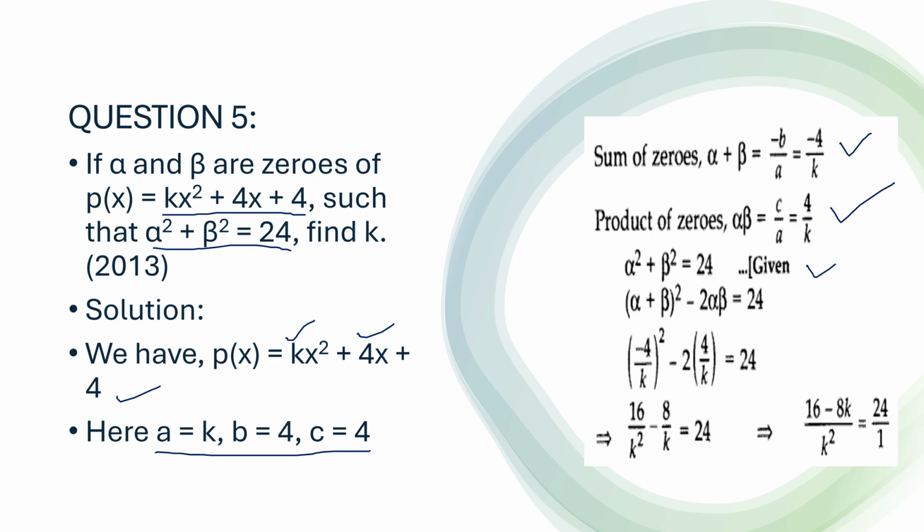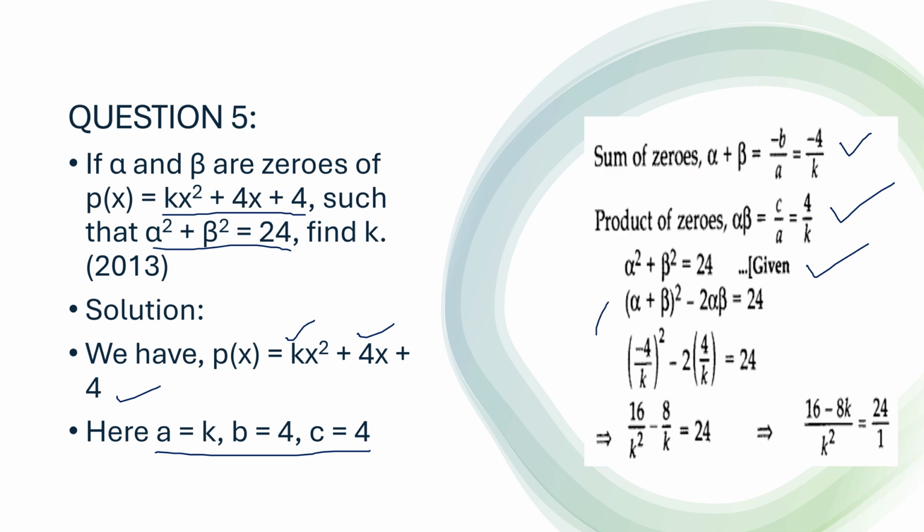Then you have to write what is given. In this equation, alpha squared plus beta squared equal to 24 is given, and you have to use the identity. Kids, it's very important, when you are writing the identity, you can write it roughly or along with the question. So alpha plus beta whole squared minus 2 alpha beta is 24. Kindly refer to the identities also while you are solving the question.